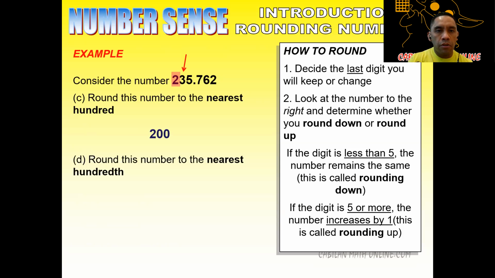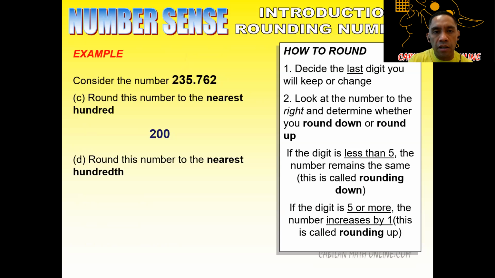Okay, so when you're looking at the rounding here, again, just ask yourself, which number is closest to 235? Is it 200 or 300? Because that's what the nearest 100 means. So for example, in this case here, since 235 is closer to 200, the answer here is 200. Okay, and for this next one, round this number to the nearest 100th.